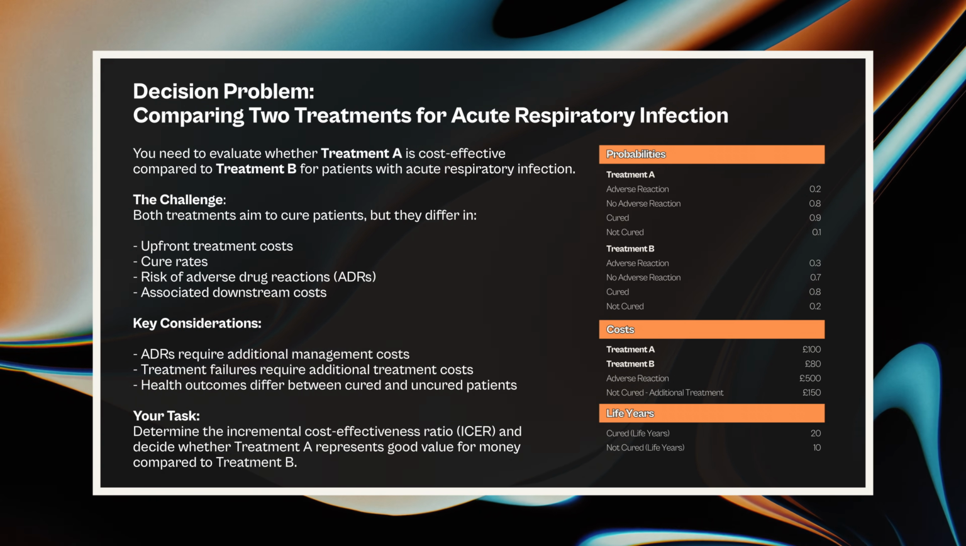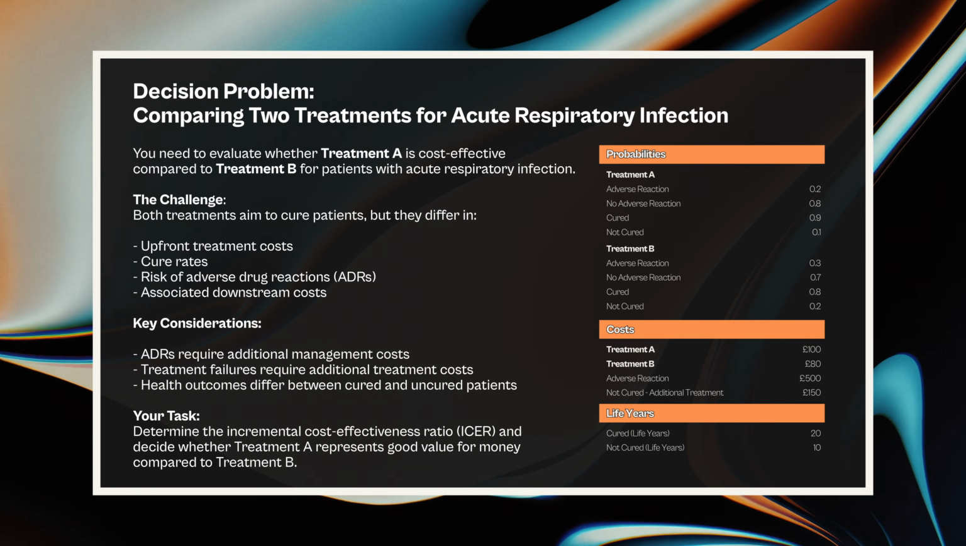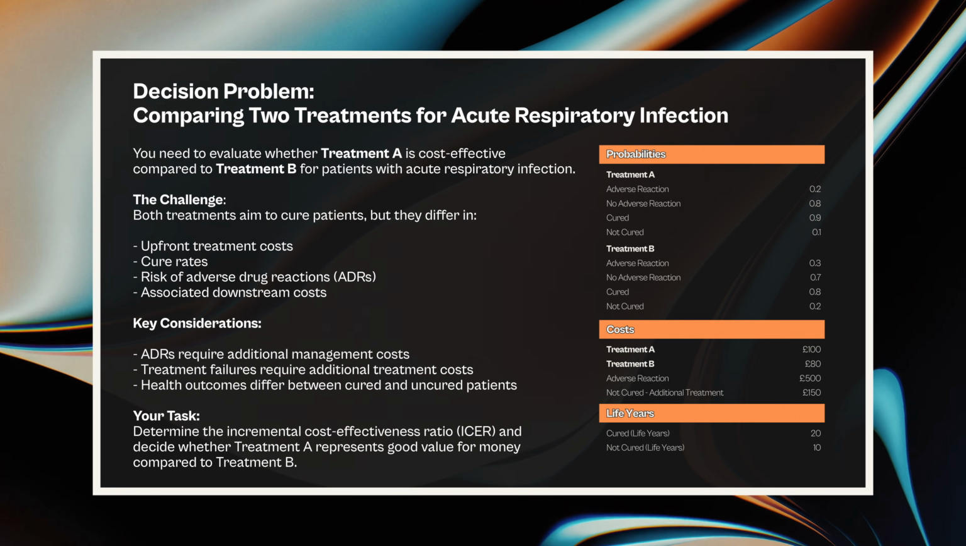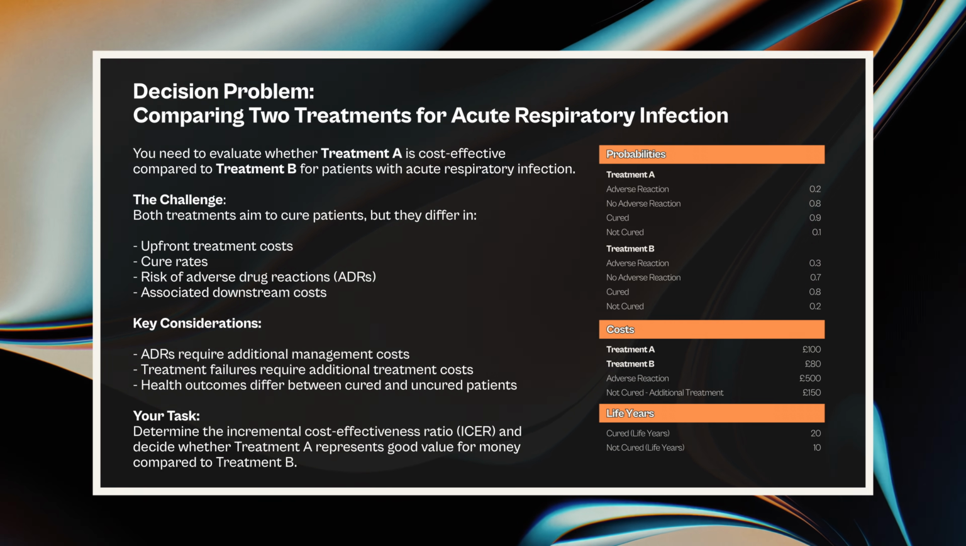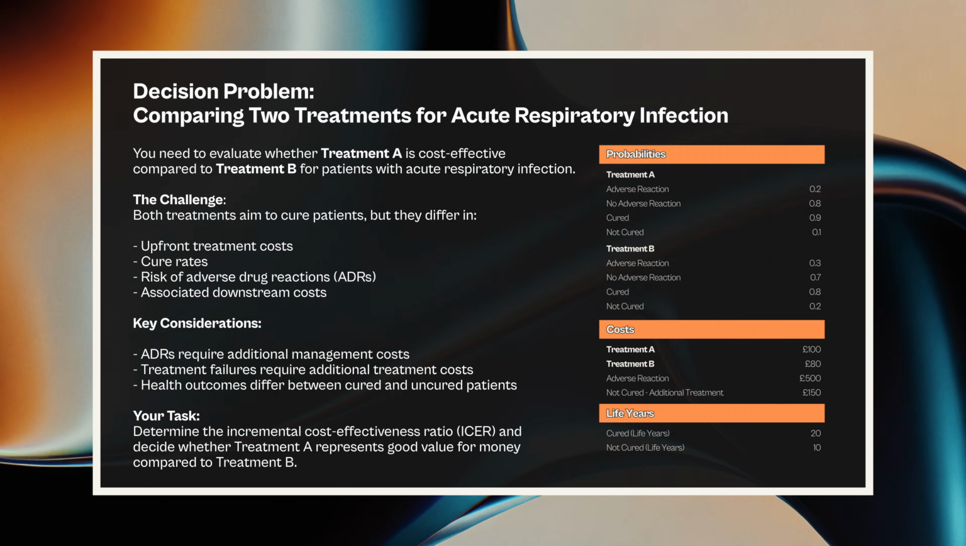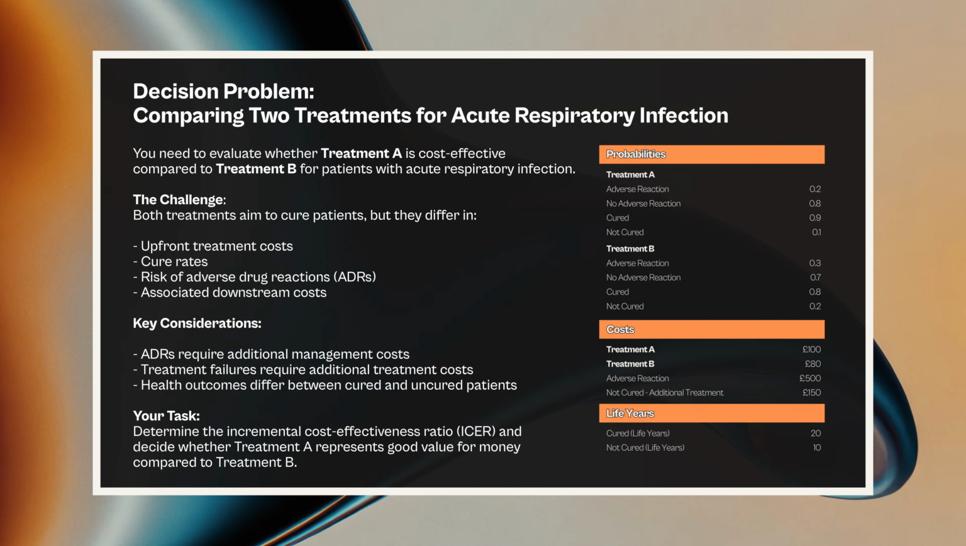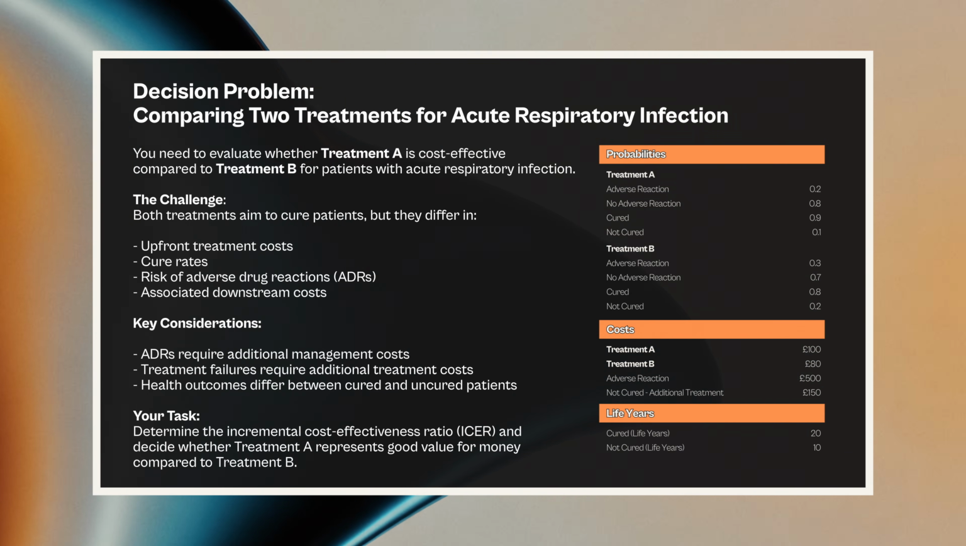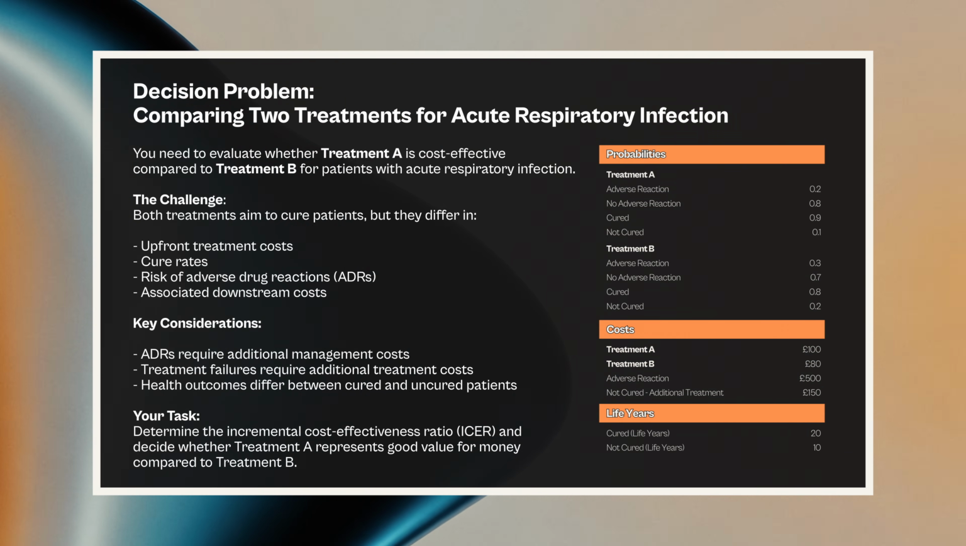Treatment A costs £100 per patient, and it has a 90% chance of curing the patient, but it also carries a 20% risk of adverse drug reactions. Treatment B costs £80 per patient, and it has an 80% chance of curing the patient, and it has a higher adverse drug reaction risk at 30%.